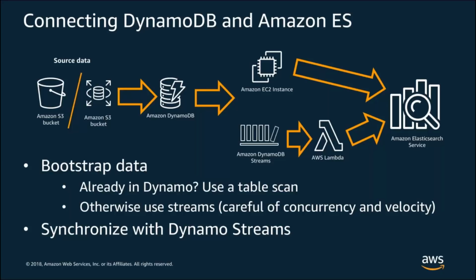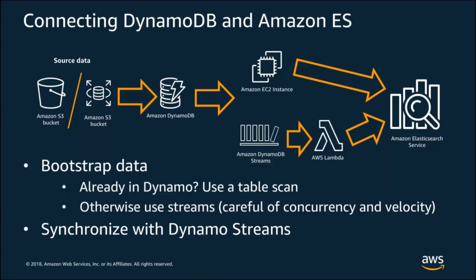That's the underlying structure of things. So how do I get my data across? What's my normal way for loading data into Elasticsearch Service and making sure that it remains in sync with DynamoDB? So there's two basic phases here. I have a bootstrap step and I have a synchronization step. And I might or might not already have my data in DynamoDB.